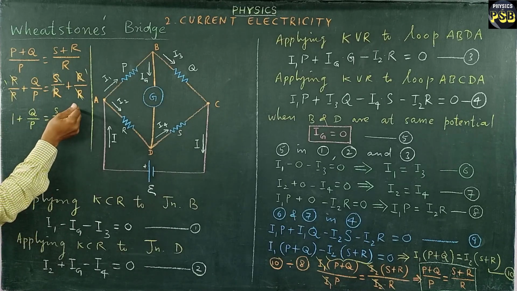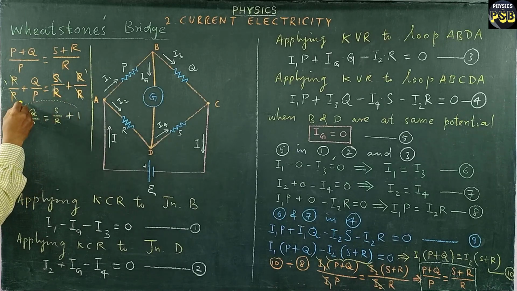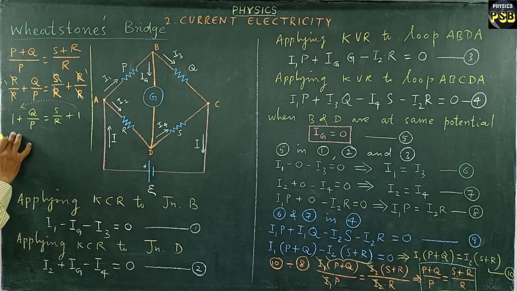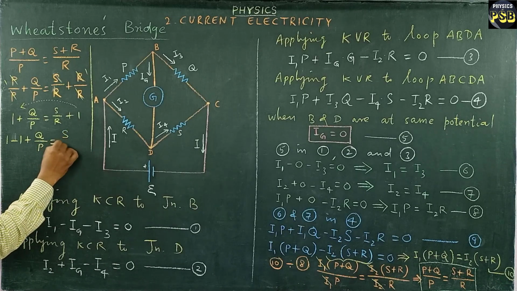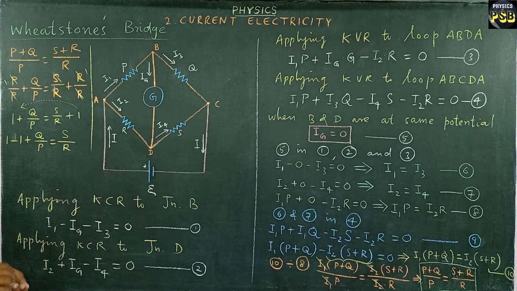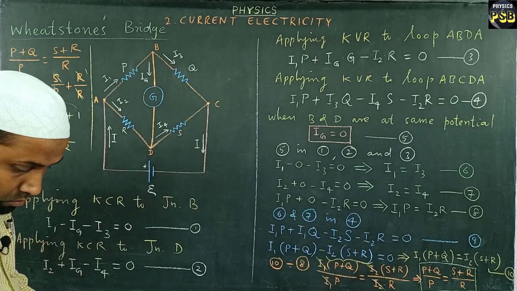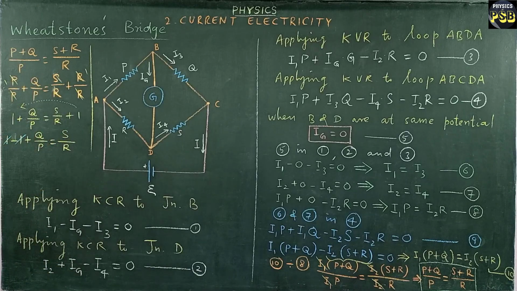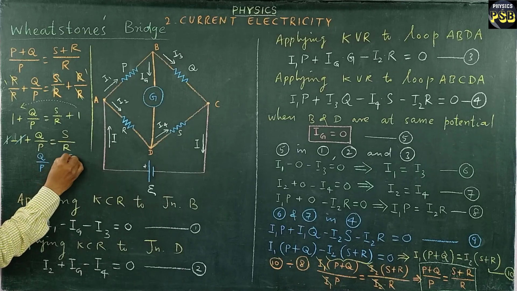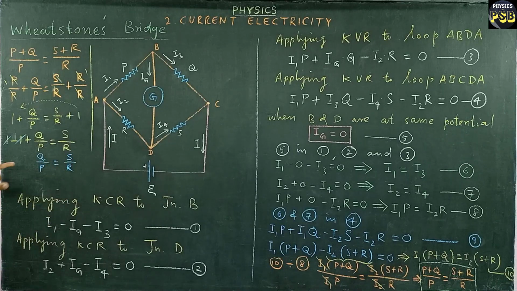Now I take this term to the left hand side. So plus 1 becomes minus 1. 1 minus 1 plus Q by P equals S upon R. Now this will get cancelled. What remains is Q upon P equals S upon R.